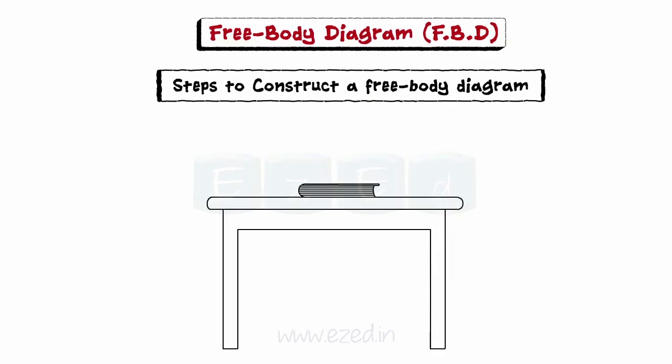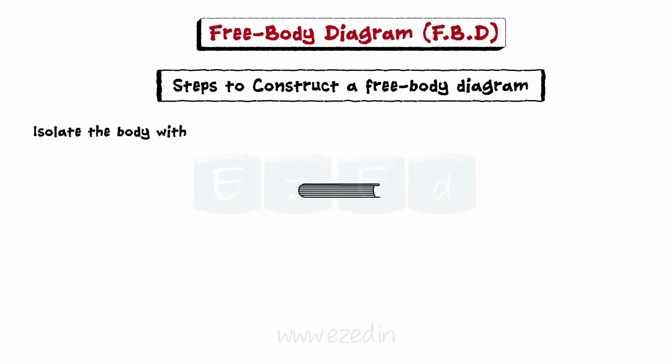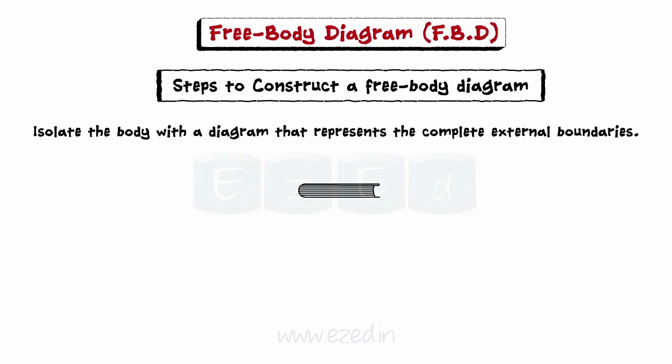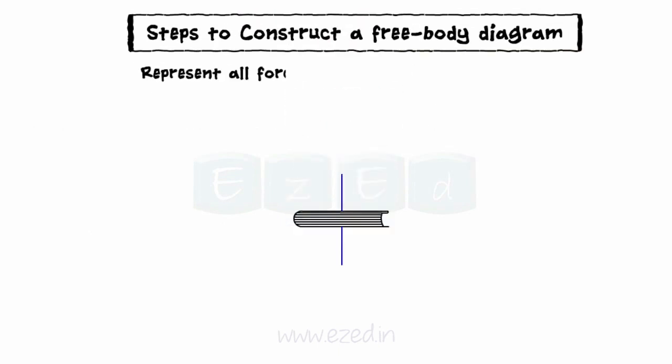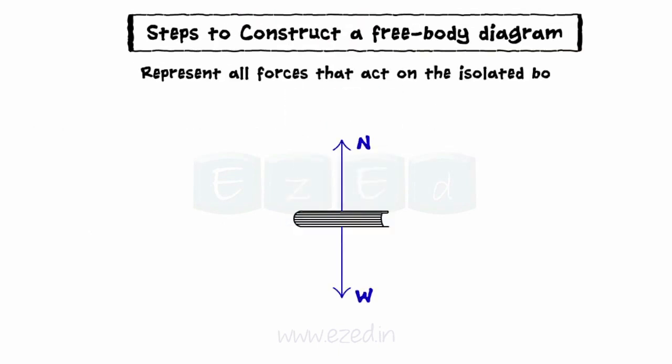Consider the book resting on the table. The first step to construct a FBD is to determine the body to be isolated. In this case, it is the book. Next, we isolate the body with a diagram that represents the complete external boundaries. In the third step, we represent all forces that act on the isolated body in their proper position within the diagram.